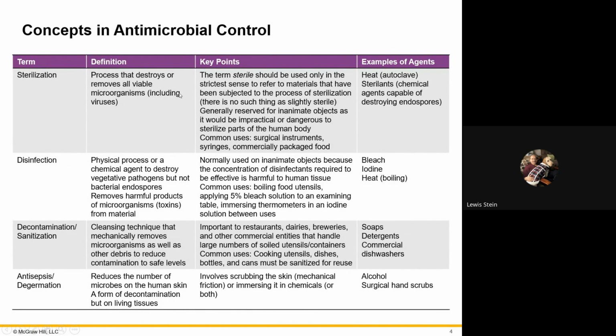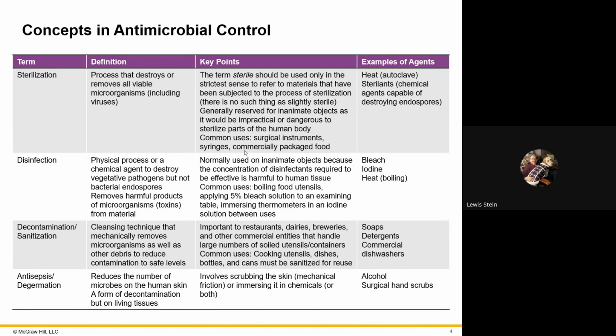So, voila. The term sterile should be used only in the strictest sense. I agree with that. I hate the joke, it's like being a little bit pregnant. It's very specific as to what it is. Slightly sterile? No. It is generally reserved for inanimate objects, and surgical instruments, syringes. Food is interesting. I don't know if I'd include that when they talk about commercial sterilization. It's not the same as sterilization for an instrument in the operating room. The standard is slightly lower.